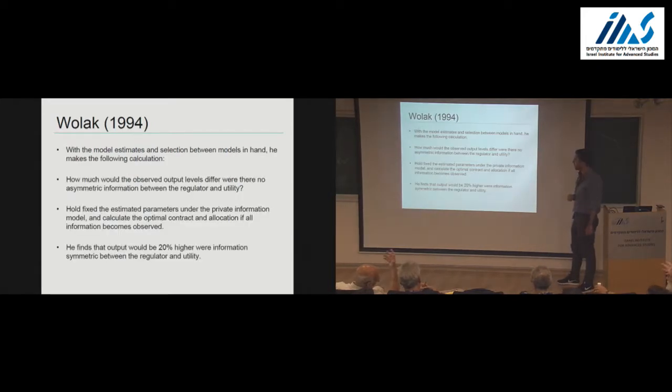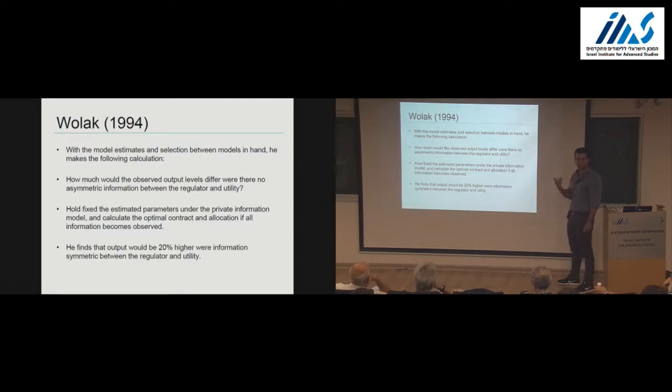Okay, so then he asks the question. He sort of settles on that there's asymmetric information, and he says, well, what if there were not asymmetric information? Now we have the full cost function. We can say, well, how much more output could we have were information symmetric between the regulator and utility? That's sort of the main counterfactual.